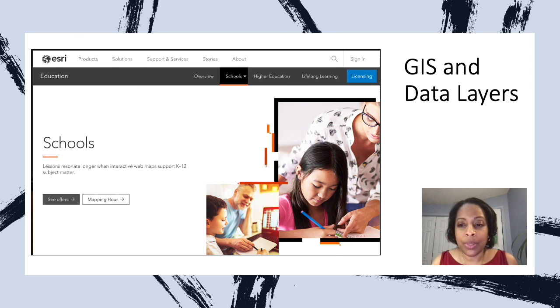One of your assignments asked you to integrate GIS and data layers into a lesson. Don't worry, the beauty of GIS is that it can be used in any subject. Can't wait to see what you do with that.